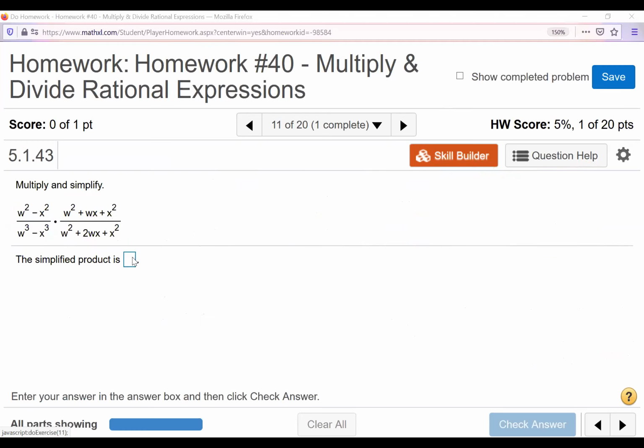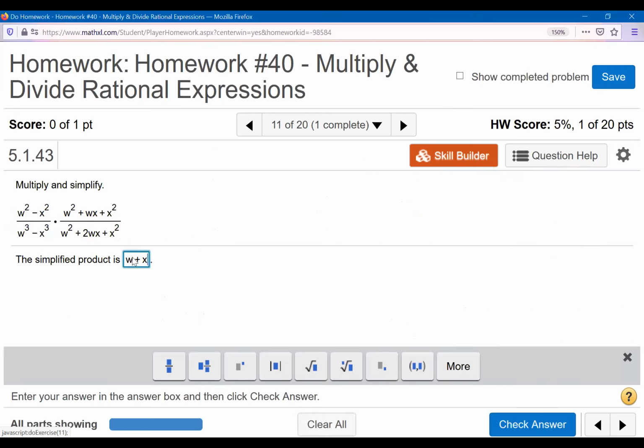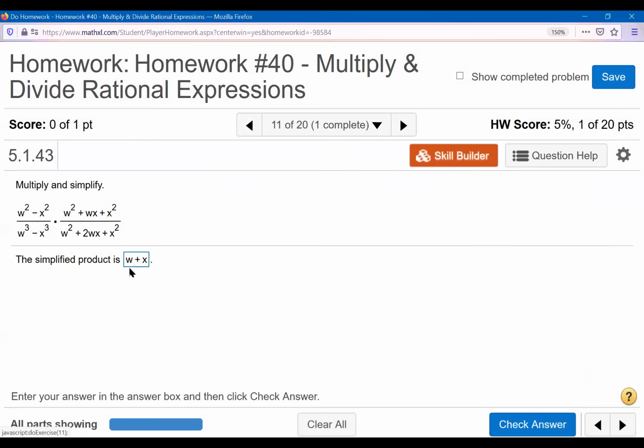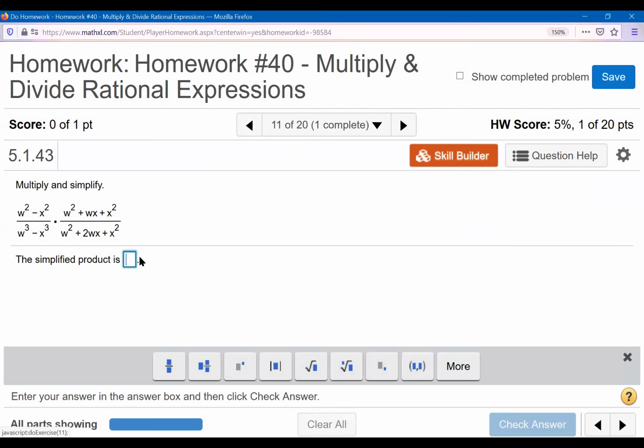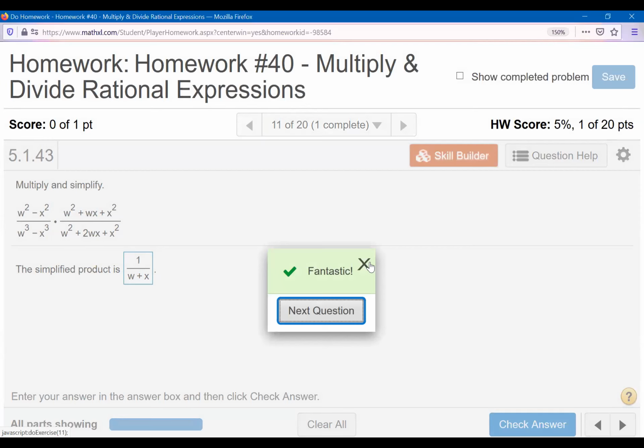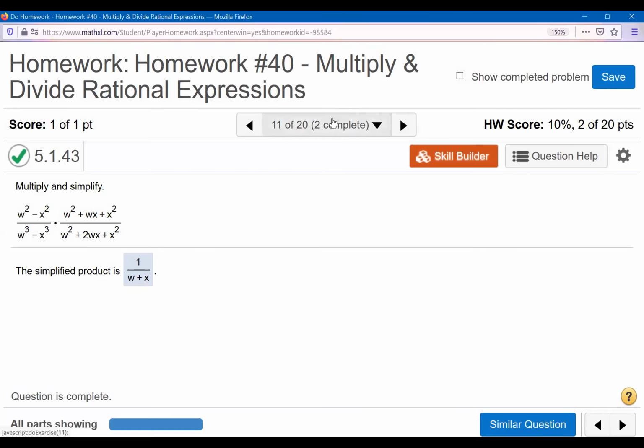Okay, I'm going to just type it wrong first, just to see if there's anything helpful that we get to see. Yeah, so I'm getting the answer wrong. It's just giving us some reminders here. So here's what the answer actually is. It's a fraction, 1 over w plus x. Good. All right. Now, let's do another hard one.